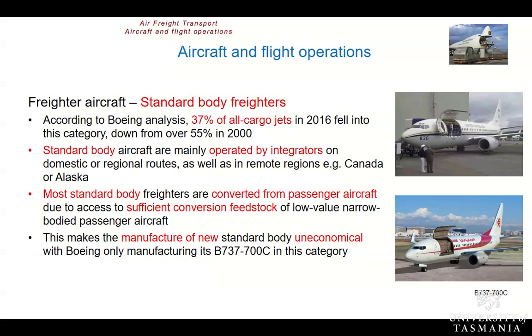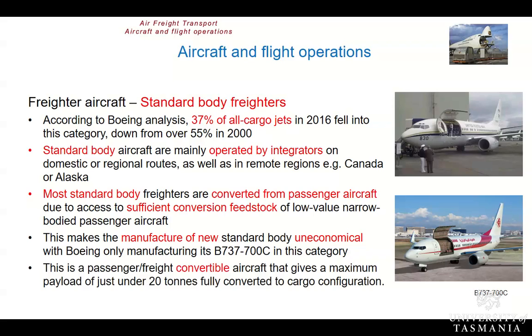And really the only aircraft that has been manufactured new was back in the early 70s, and it was the Boeing 737-700C, which is effectively a convertible aircraft. So if you can see by those two pictures, in the top picture there, you can see some passenger seats, and in the bottom one you can see some freight. So depending on the demand for either passengers or the demand for freight, you could convert that to a full cargo option if you wanted, or you could have it as a passenger option.